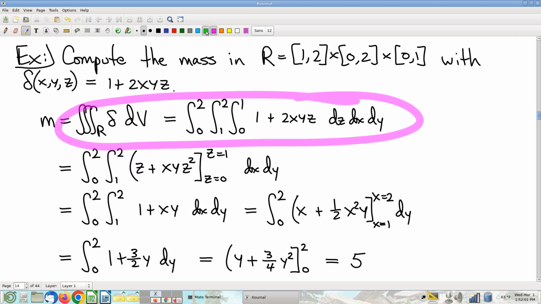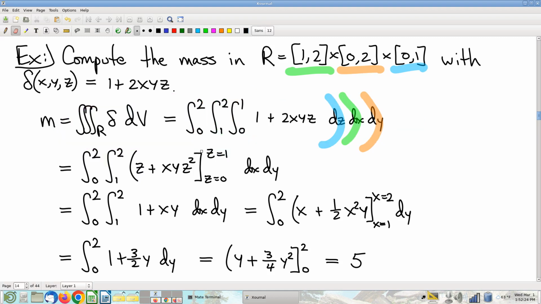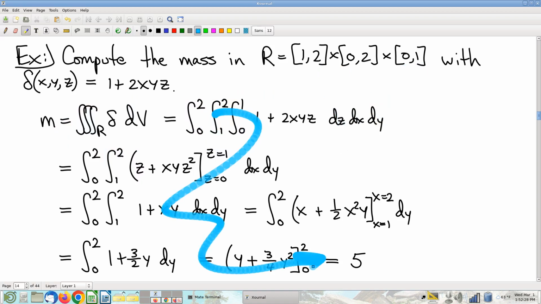Notice that the range of values of x on the box gives me my bounds for my x integral, wherever it is in the order of your differentials. The range of values for y gives you the y bounds, and the range of values for z gives you the z bounds. So that's easy to write down. And then lastly, the plug and chug of it all.